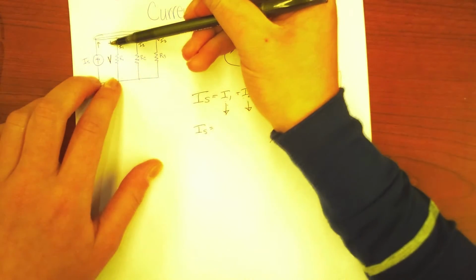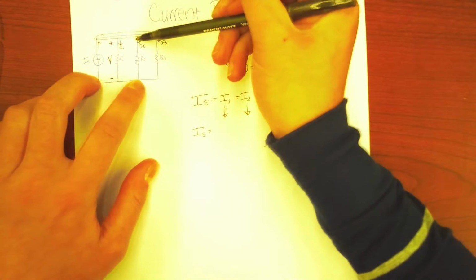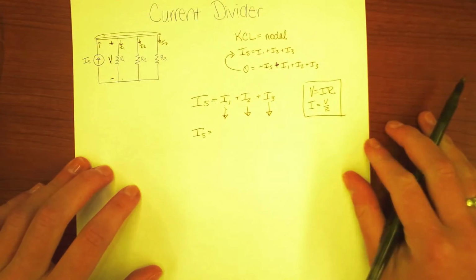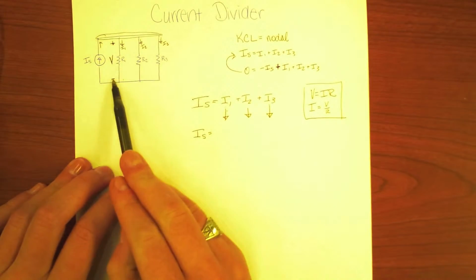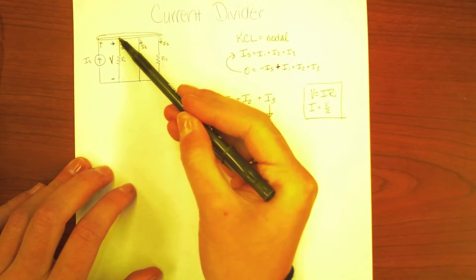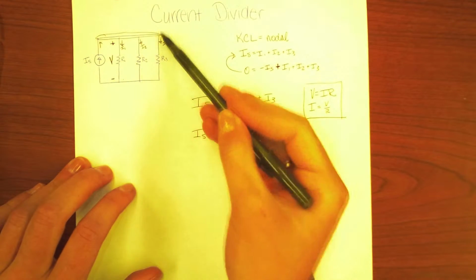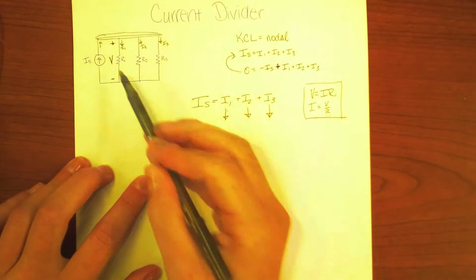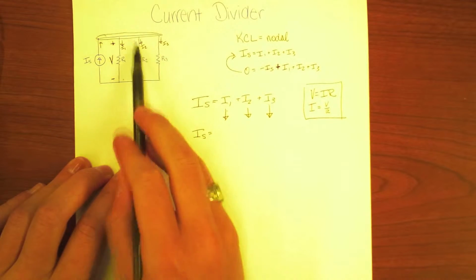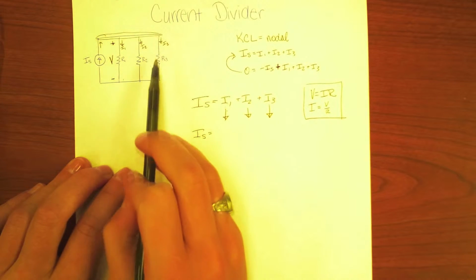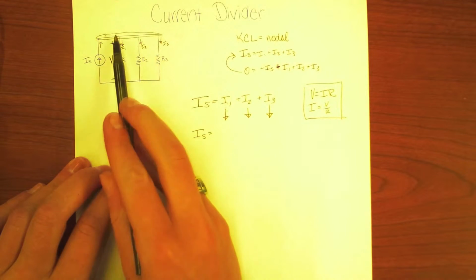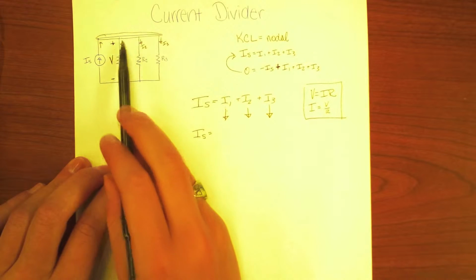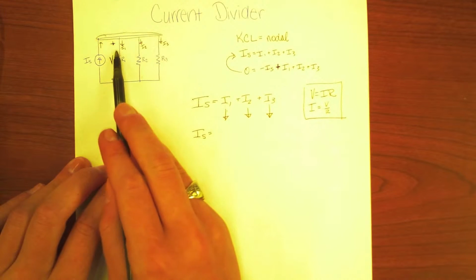Your voltage is going to be the same across each one of these branches because they are in parallel. That's important to remember. Again, the voltage drop is the same for each branch because they are in parallel. So your V is going to be the same for all of them. You could rewrite plus or minus V for each branch, but for now we're just going to do it here. Just remember, again, the voltage drop is the same for each branch.